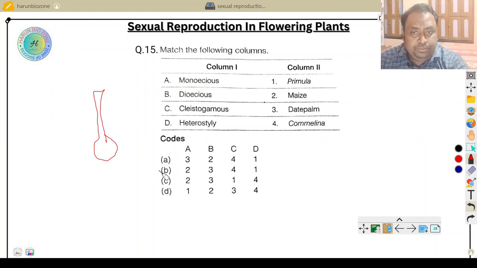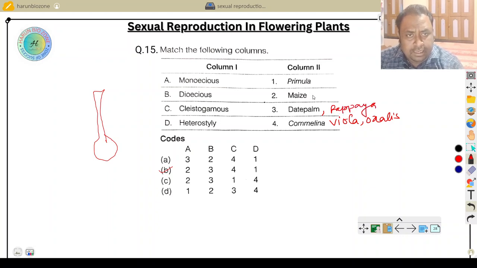So here the right answer is B. Monoecious plant is maize, where male and female sexes are both present. Dioecious plant is date palm or papaya. Cleistogamous flowers are Commelina, Viola, Oxalis. Primula is a heterostylous plant, where either male or female is present, anyone.